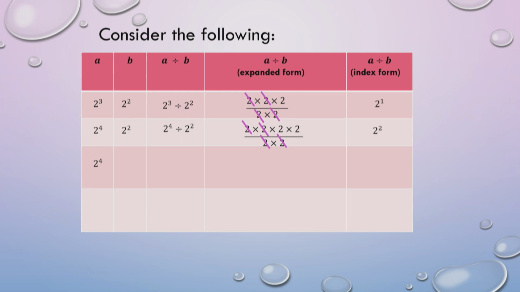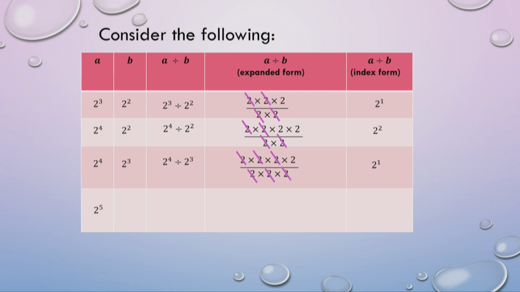Next one, 2 to the power of 4 as value for a, 2 to the power of 3 for b. So writing a divided by b, I will have 2 to the power of 4 divided by 2 to the power of 3. Now, writing this in expanded form, I will get 2 times 2 times 2 times 2 over 2 times 2 times 2. Simplifying, I am left with 2 in the numerator. So in index form, I will get 2 to the power of 1.